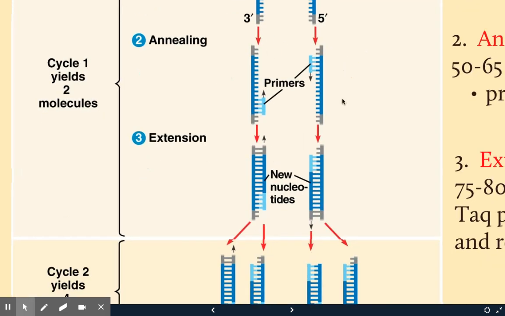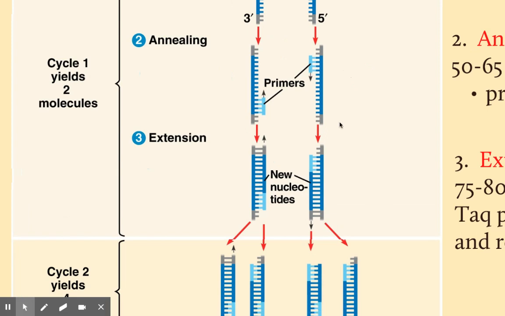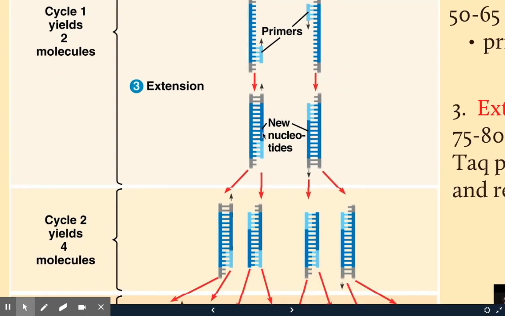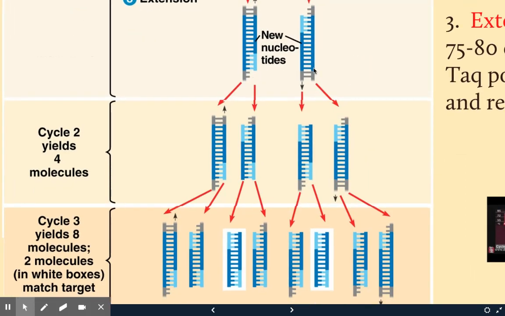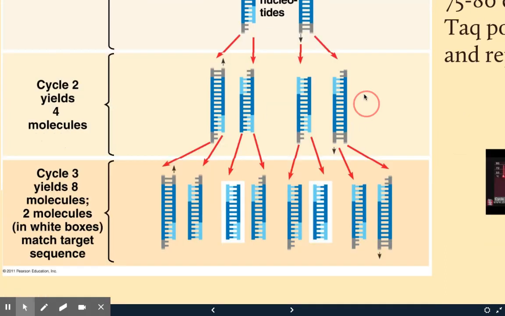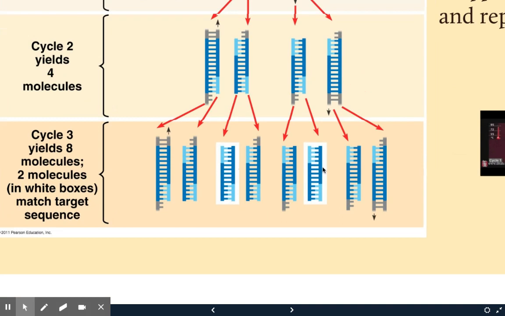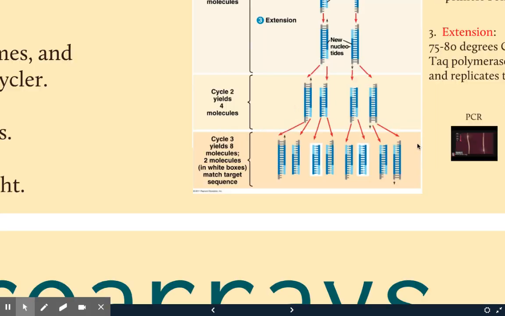Annealing, you add your primers in. So remember, these are RNA primers. So it's literally just like DNA replication. We're just doing it faster and in a mechanism called a thermocycler. And then extension will extend your DNA. So your DNA polymerase will come in. So you just did replication once, and then you just continue the cycle over and over. So you're just continuously making all these new copies of DNA.